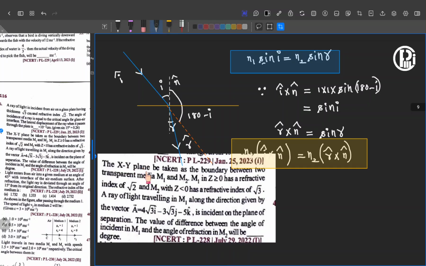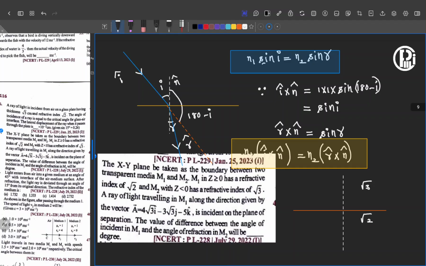Now the xy plane is taken as the boundary between the two transparent media, so the normal line will be along the z axis. Let me represent it like this. Let's say that is the interface. If I draw the normal line, it will be along the z axis. One medium has a refractive index of root 3, and the other has a refractive index of root 2, right?